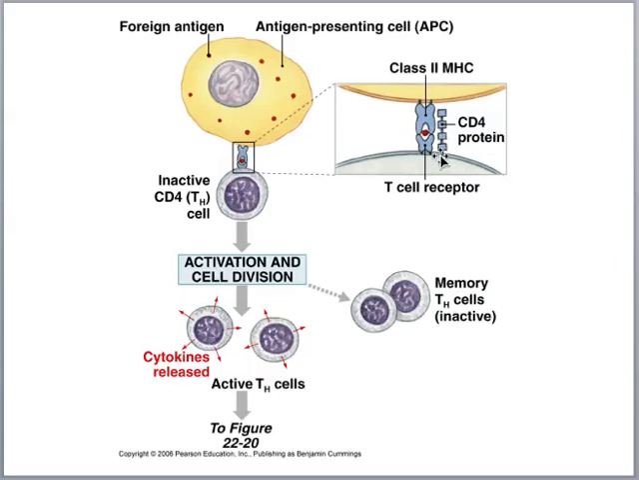All right, once this activation occurs, these CD4 cells will start to release cytokines. These cytokines are going to do lots of things, and these are going to do cell division. We're going to get lots of these activated helper Ts. We're going to have some of them remain as memory helper Ts that are inactive for a future infection.